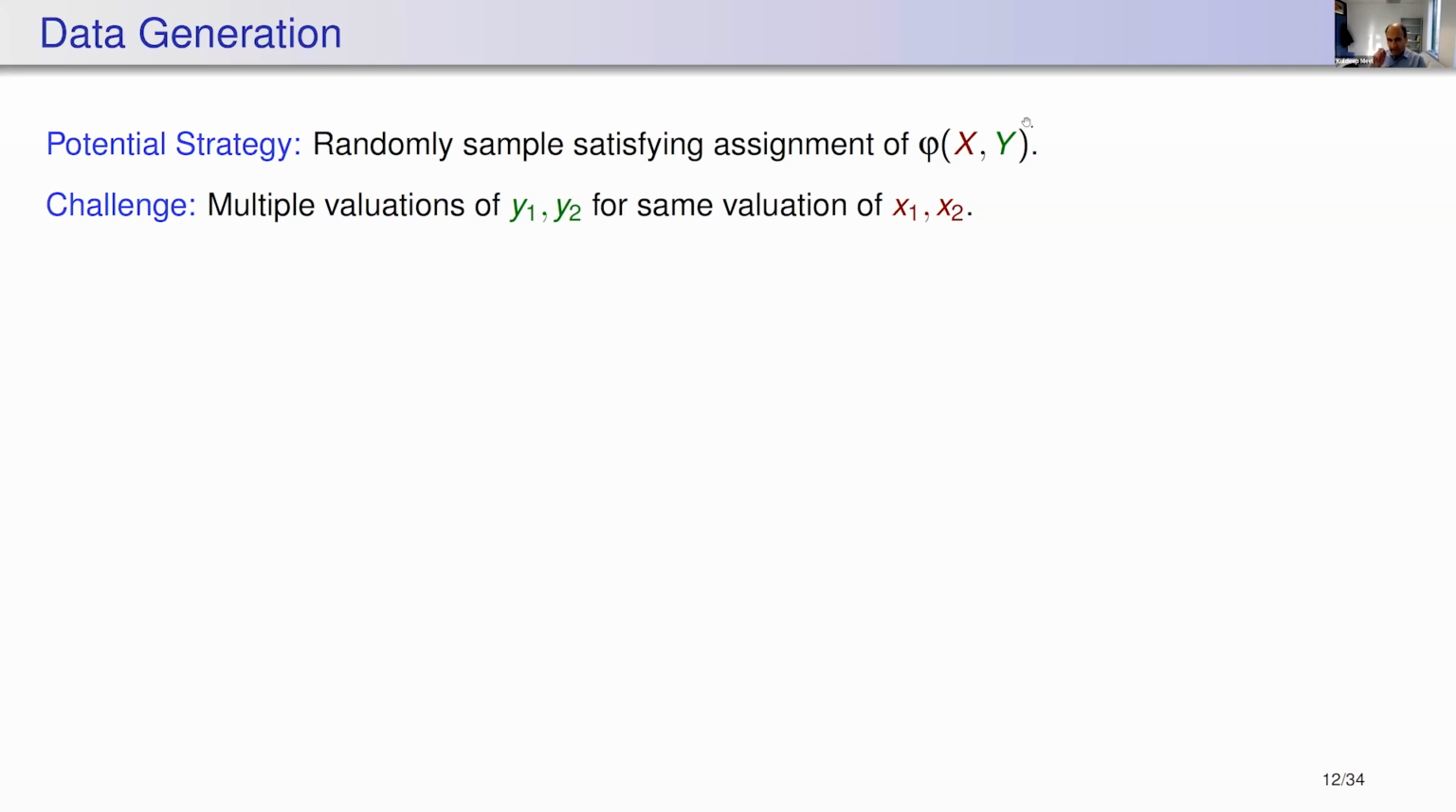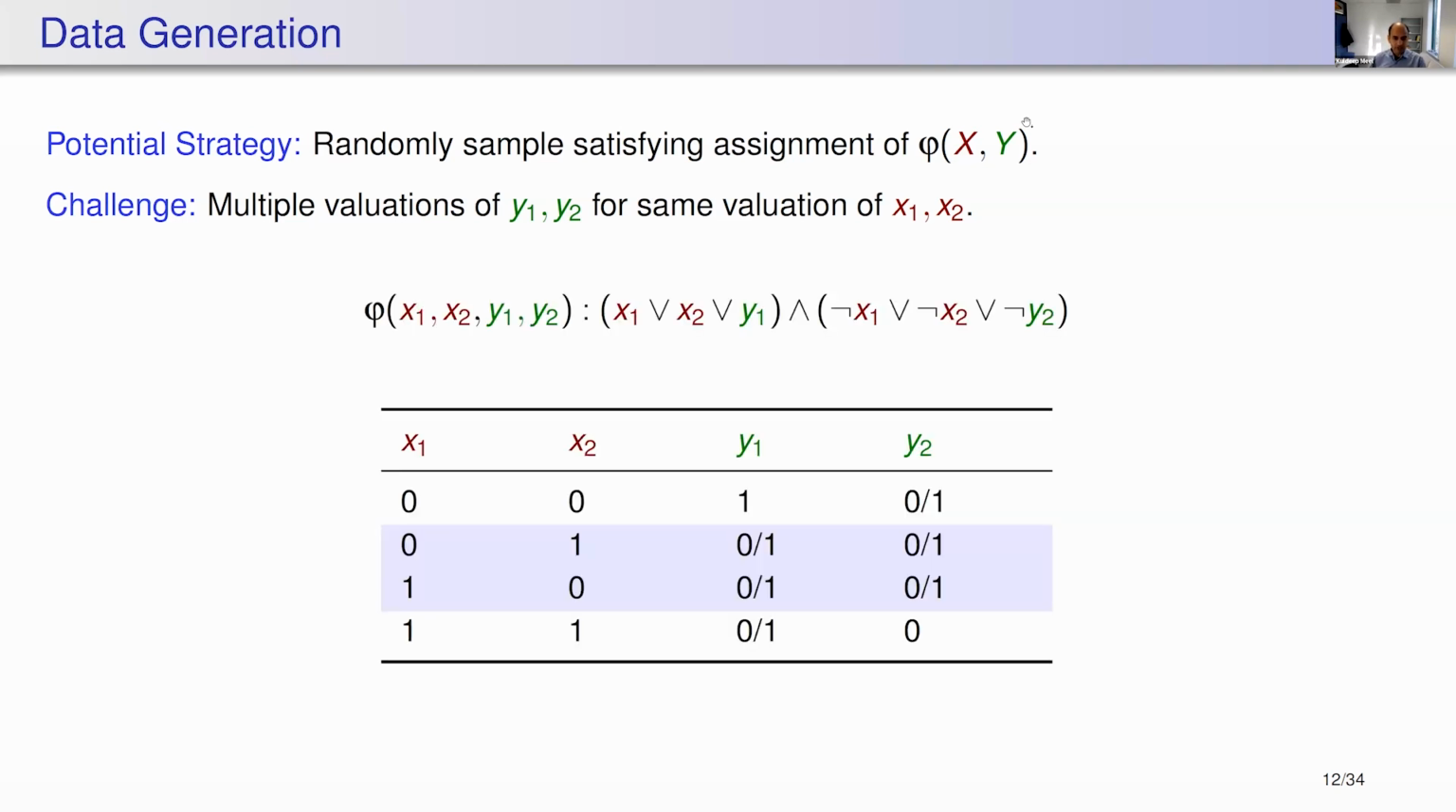But this is where the fact that phi is a relation, not a function, plays a crucial role. In particular, remember, for every assignment of X, there can be many possible values of Y. And why does that matter to us? Well, let's see it with an example. So I have written down a specification, which is really what we saw earlier: X1 or X2 or Y1, and another similar function over X1, X2, and Y2.